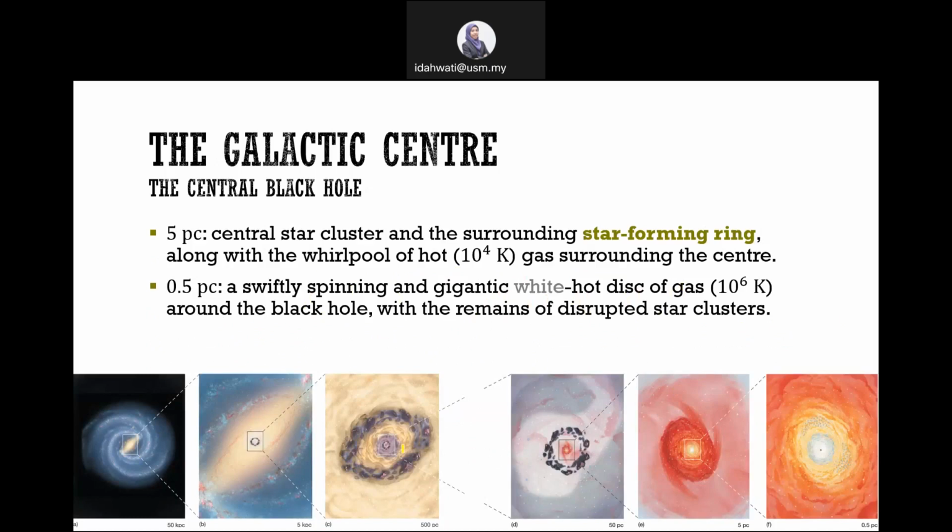You can see a different pattern here at different distances, 5 kpc, 50 and 500, and you can also see the change of color.